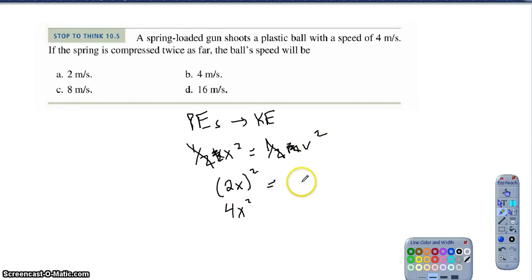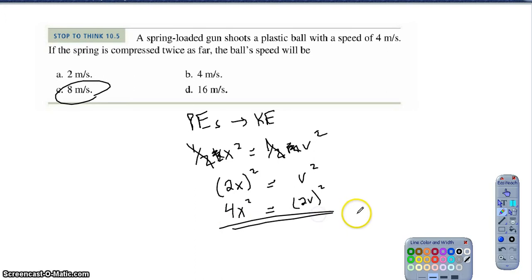So what do I have to do to the velocity so that it also becomes 4 times bigger? I just have to double my velocity, because since I'm squaring the velocity, if I double it, I'm increasing this side by a factor of 4. There are a couple different ways to think about that. We end up just doubling the velocity. If I've compressed it twice as far, the speed will be twice as great, so it would be 8 meters per second. If you can think it through in this regard, that works.